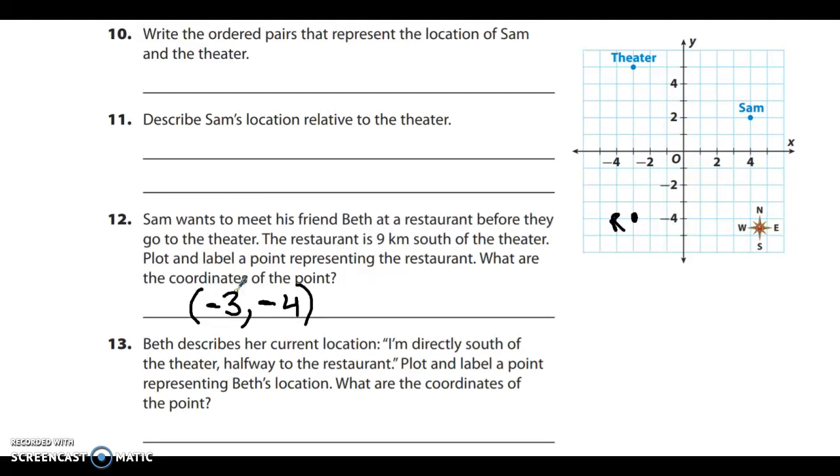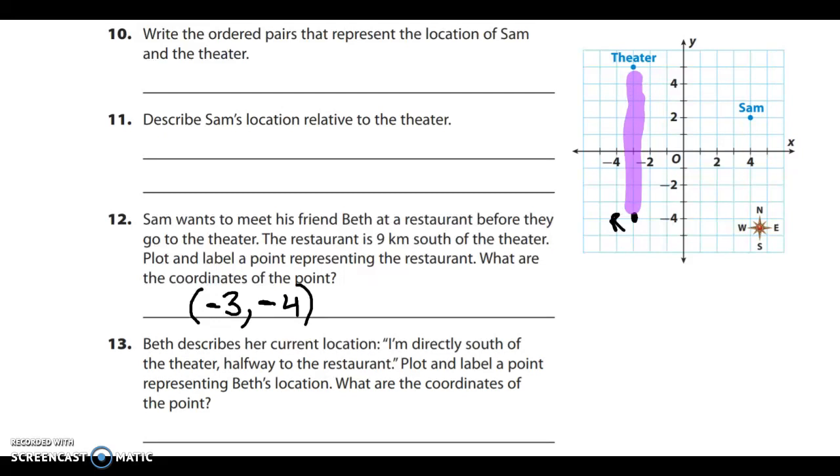All right, Beth describes her current location. I'm directly south of the theater, halfway to the restaurant. Plot and label a point representing Beth's location. What are the coordinates of the point? All right, so she's directly south of the theater, so she's in here somewhere. I'm going to draw a line. She's in here somewhere because she's south of the theater, and it says she's halfway to the restaurant. That means she's halfway between the theater and the restaurant.